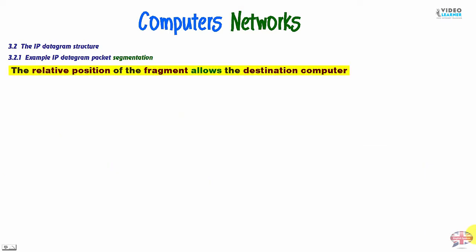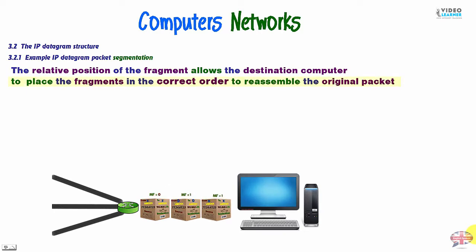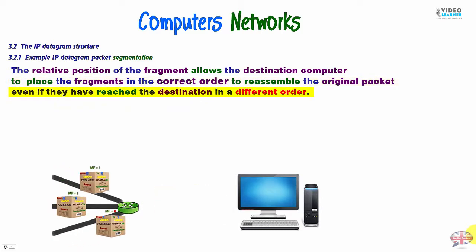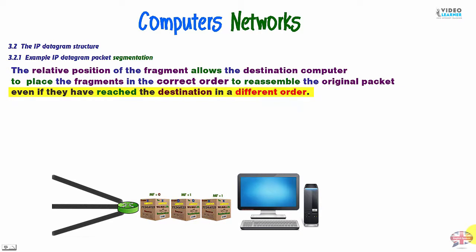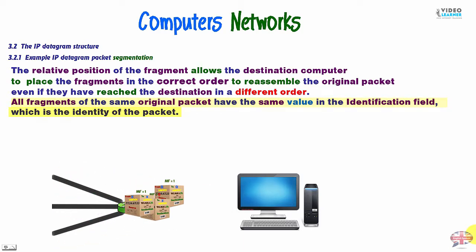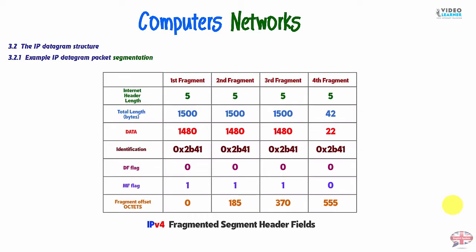The relative position of the fragment allows the destination computer to place the fragments in the correct order to reassemble the original packet, even if they have reached the destination in a different order. All fragments of the same original packet have the same value in the identification field, which is the identity of the packet. As you can see here, some information about all fragments.